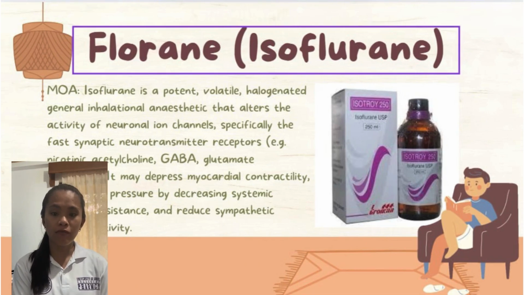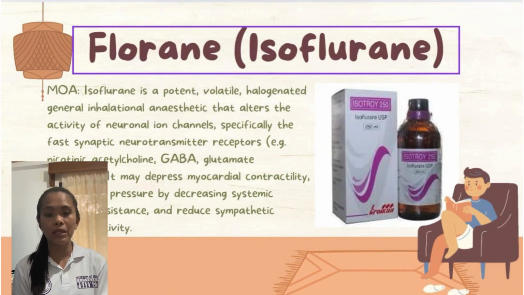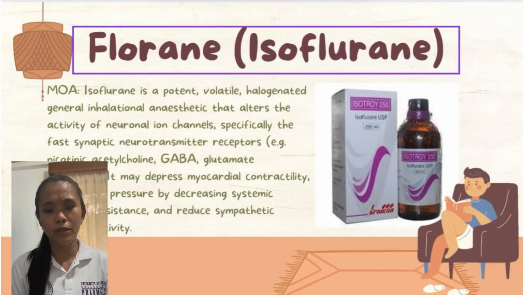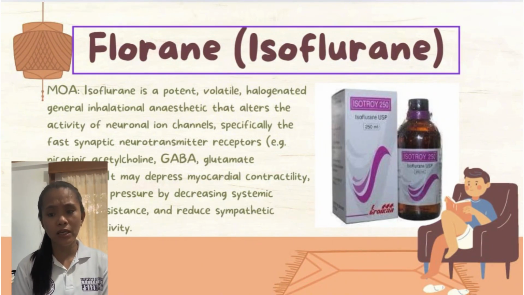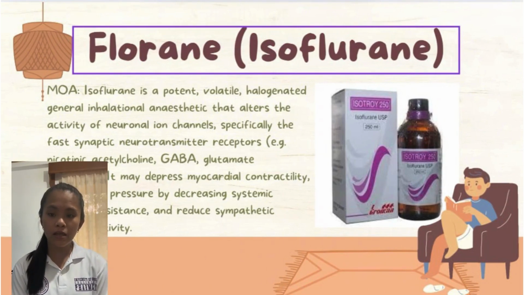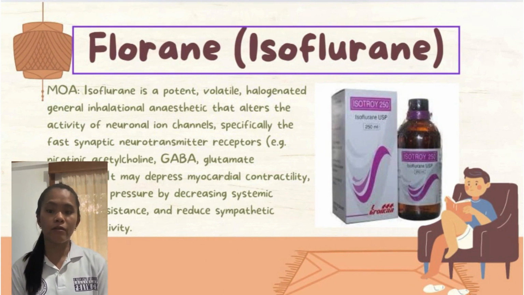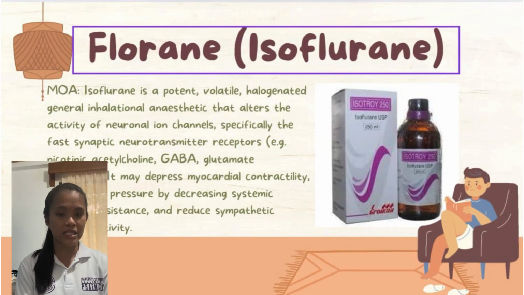Isoflurane enhances the effect of GABA, an inhibitory neurotransmitter in the brain. This further contributes to the CNS depression and anesthetic effect. Isoflurane also reduces the excitatory effects of glutamate, another neurotransmitter in the brain, thus further enhancing the overall anesthetic effect.